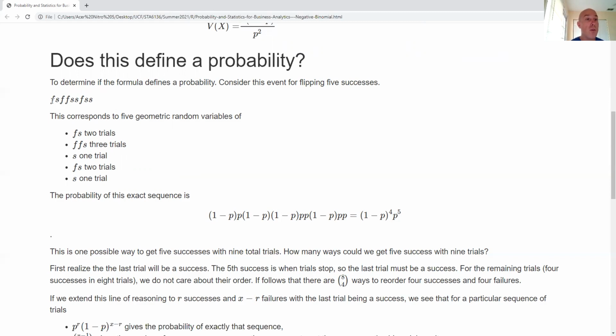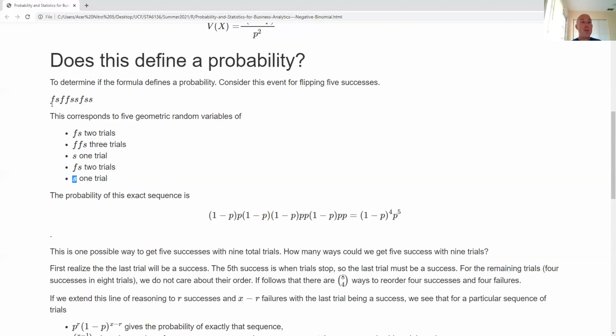We notice that I have FS, I have FFS, then S by itself, then FS, and then S by itself. So I can look at this as the manifestation of 5 geometric random variables. Here, there were 2 trials in the first geometric random variable. There were 3 trials in the second, 1 trial in the third, 2 trials in the fourth, and the last one had just 1 trial.